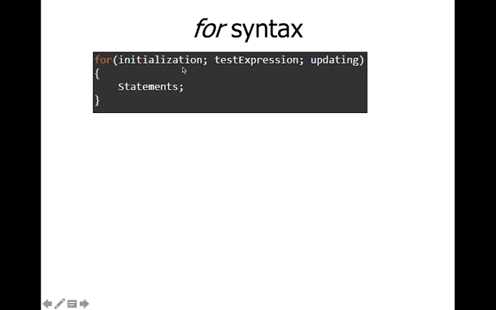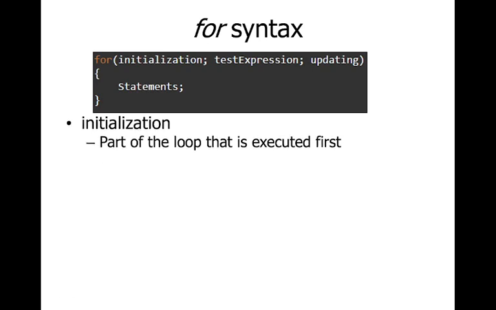So we have three parts in the for loop, or we can consider it as four parts. The first part is initialization, second is test expression, and third is updating, and fourth we have the set of statements or the body of this for loop. Okay, so we'll see one by one what is this initialization.